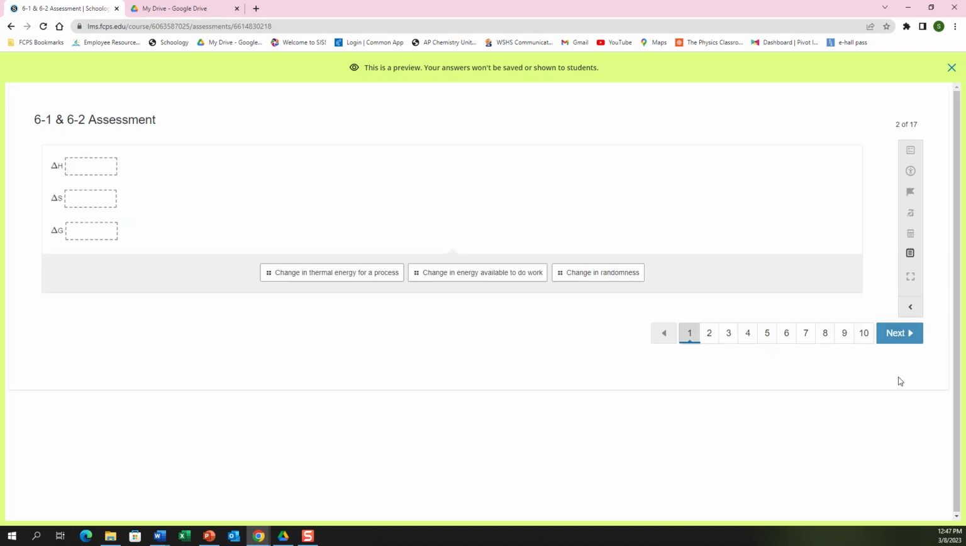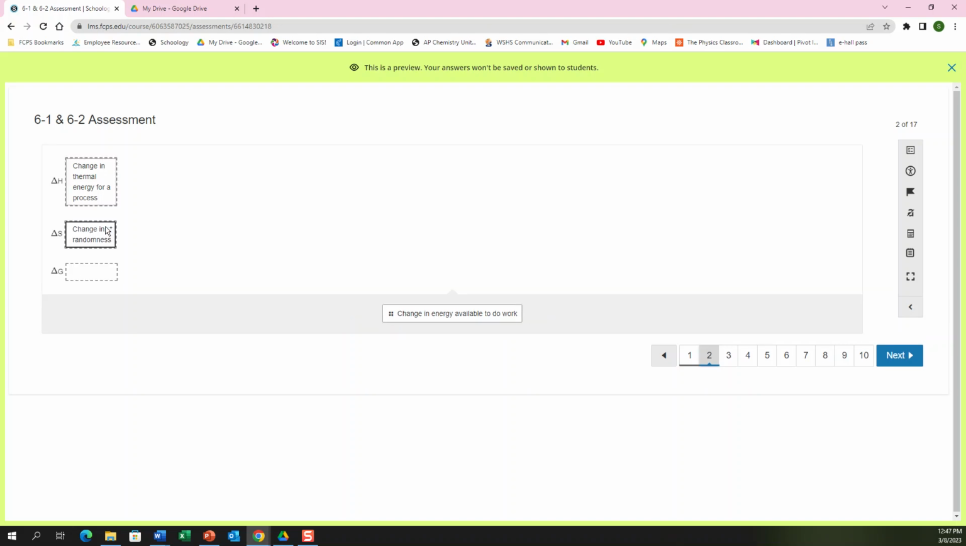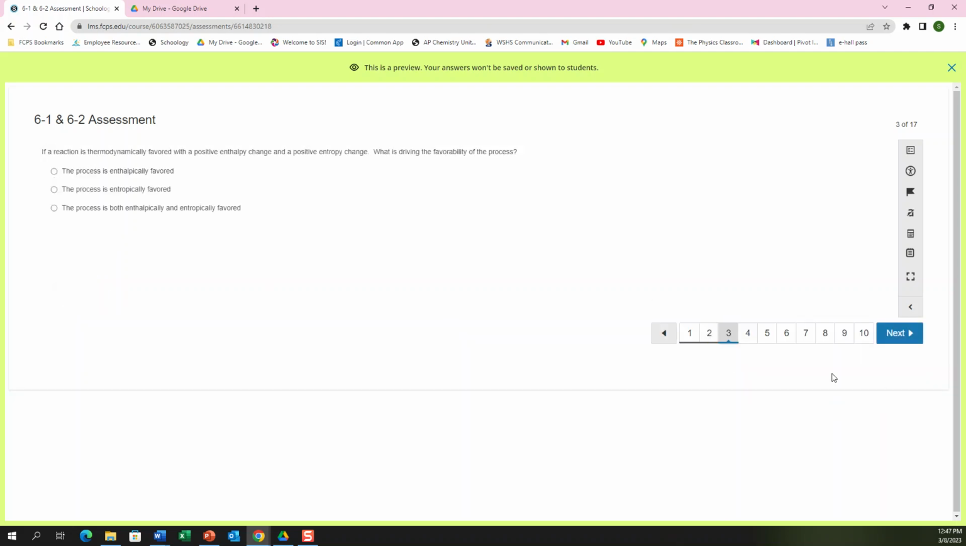All right, let's go to the next one. Delta H is the change in heat energy, so thermal energy. Delta S is the change in randomness or disorder or chaos. Delta G is the change in free energy, which is energy available to do work. That's the definition of free energy. Okay. All right, let's keep on going.